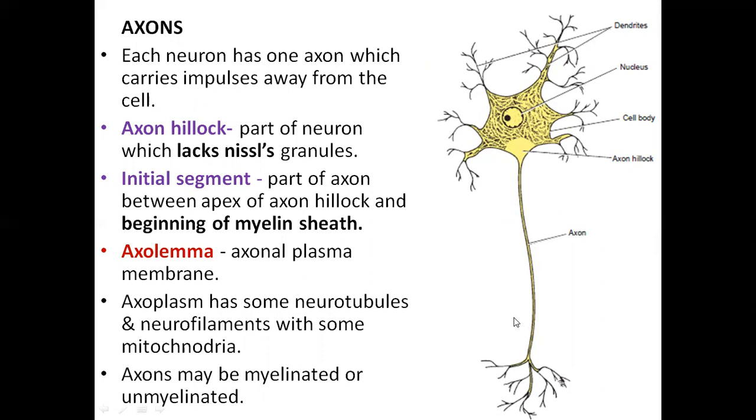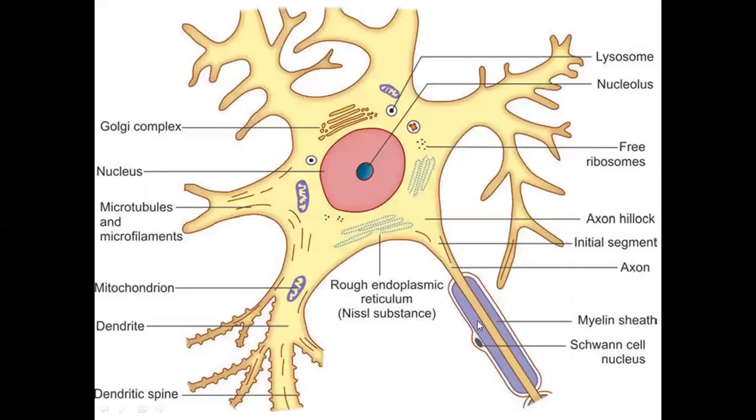Axons may be myelinated or unmyelinated. See, this is the axon cylinder. This is the node of Ranvier. This covering is the myelin sheath. Then this is the axoplasm. The nucleus you are finding towards the periphery belongs to one of the neuroglial cells, the Schwann cell, which helps in the formation of this myelin sheath.